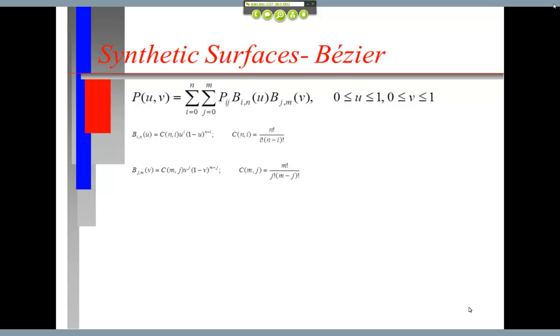So this is the original equation that we dealt with. And we said, what are the differences between BIN and BJM? There is absolutely no difference. They are set up based on whatever the order is in the direction that you're going. The example we've been working through was cubic in the U direction, but linear in the V direction. What if it were quadratic in the V direction?